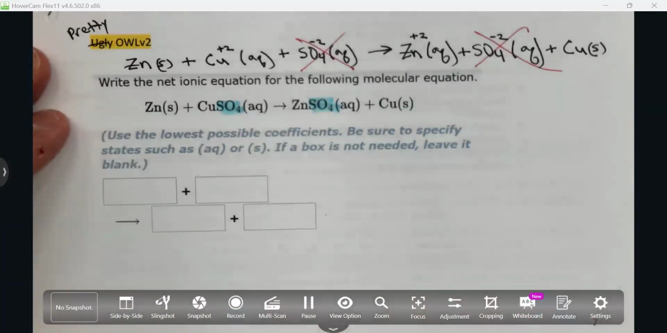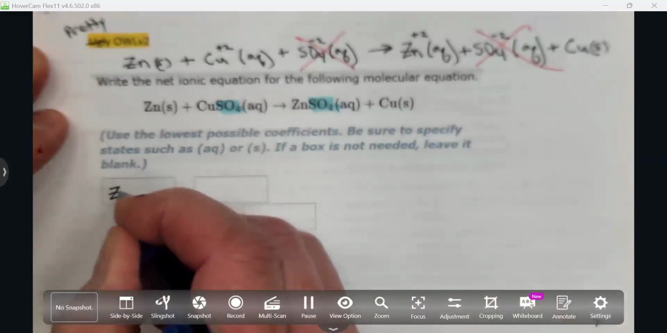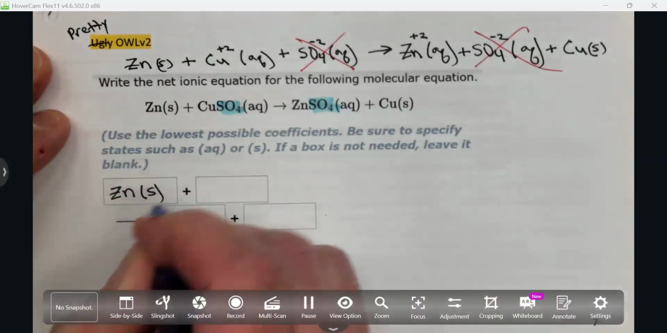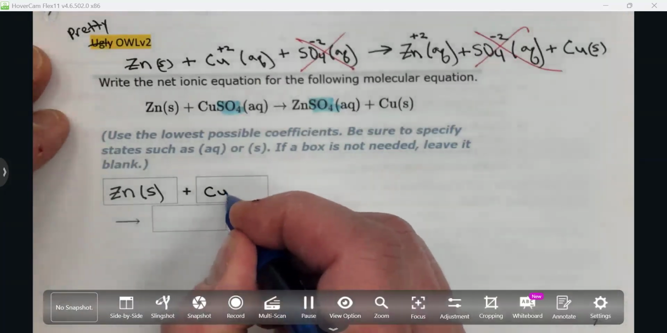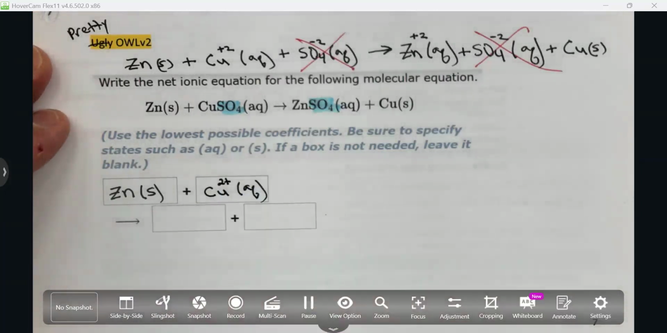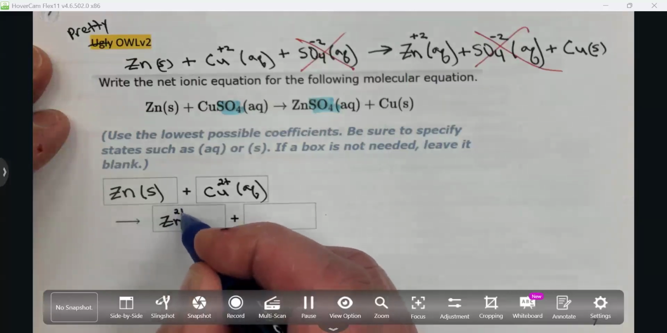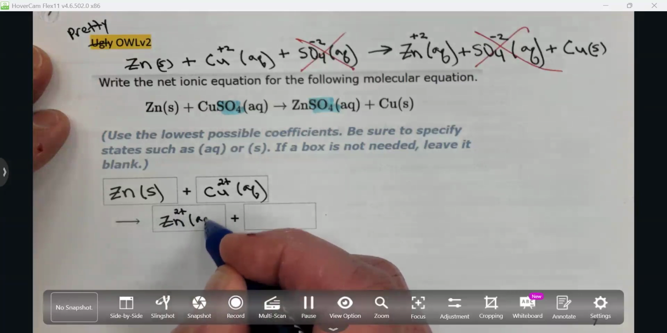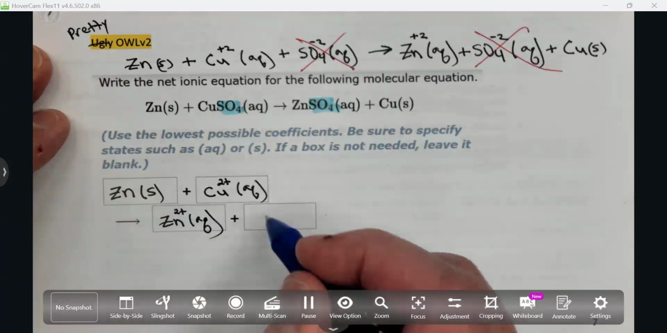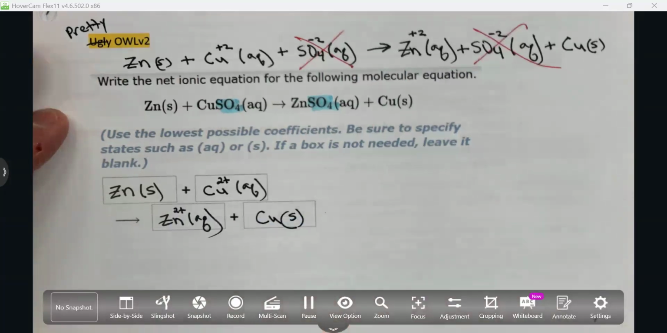So we're looking for this. We're looking for Zn solid, and Cu 2 plus will want that. It'll switch it. Zn 2 plus aqueous. And Cu solid.